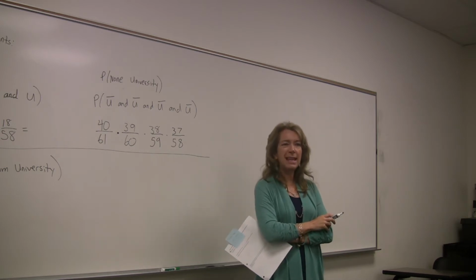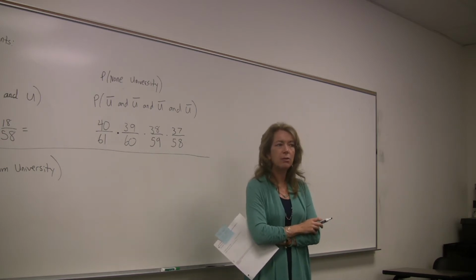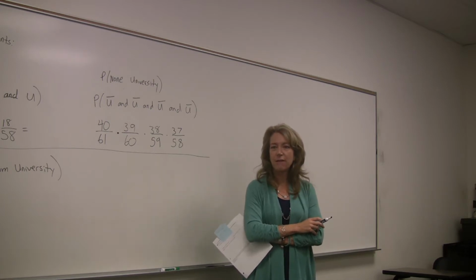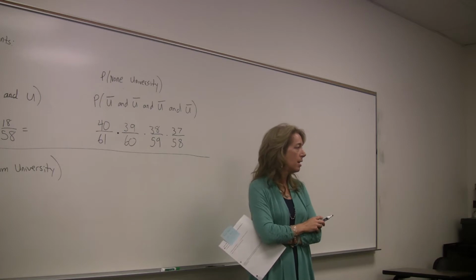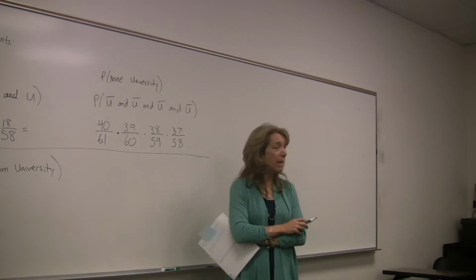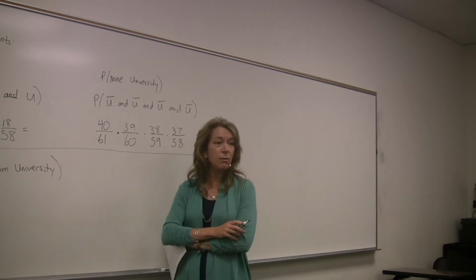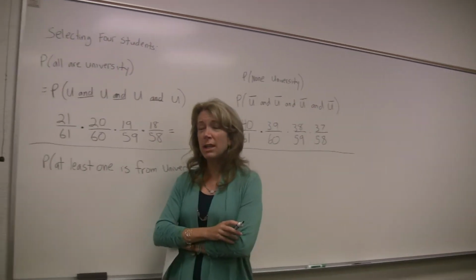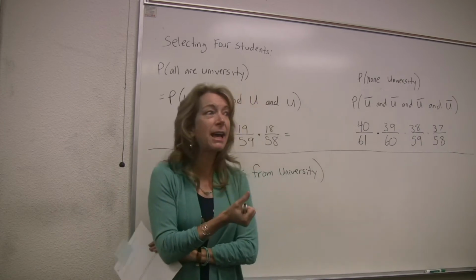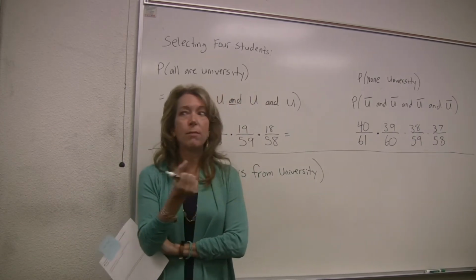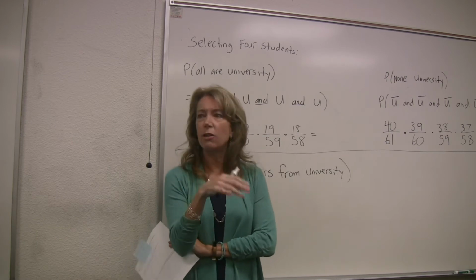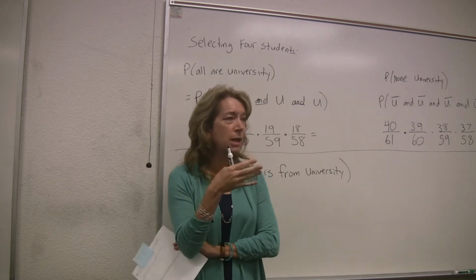So when you see that at least one, who remembers the little words that we saw last time that should send little bells and whistles off in your head? The complement. Every time you see at least one, you want to consider the complement. Because at least one is hard. You have to consider, well, what if it's exactly one from the university? Or maybe it's exactly two from the university. Or it's three. Or it's all four. There's so many different ways to have at least one.